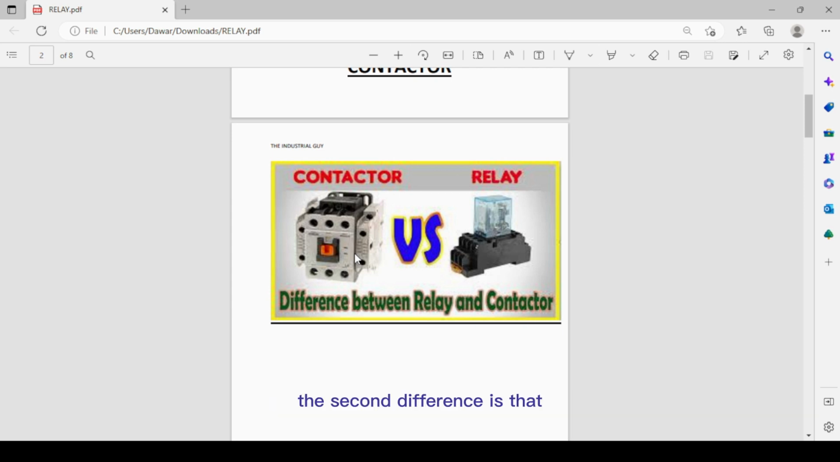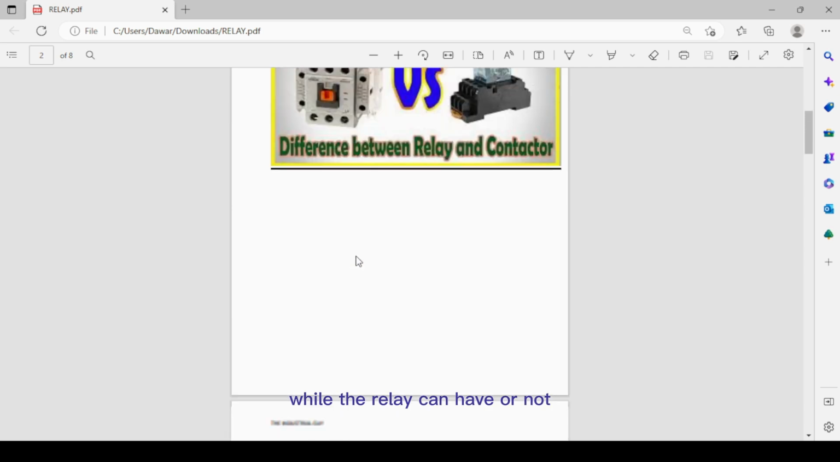The second difference is that relays are designed to operate both ways, in normally open or normally closed as per function demand, while contactors are designed to operate in a normally open configuration. This can be summarized as: when the contactor is triggered, there is no connection of the contactor with the circuit, while the relay can have one or not.